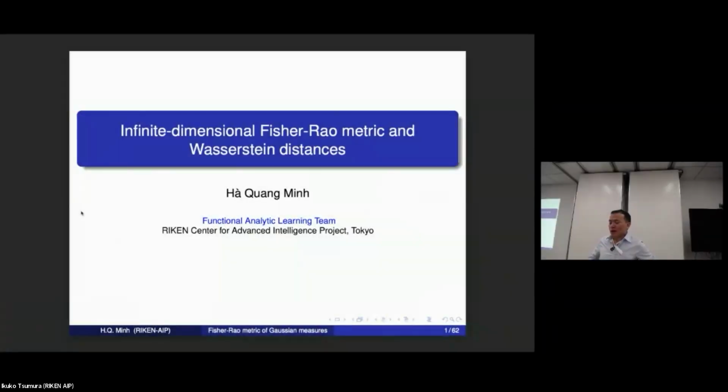So we're talking about infinite dimensional Fisher-Rao metric and Wasserstein distances. It's supposed to be following Professor Amari's talk. But anyway, I wouldn't do it first.